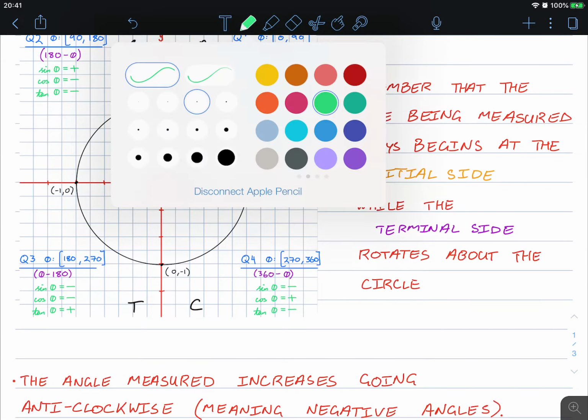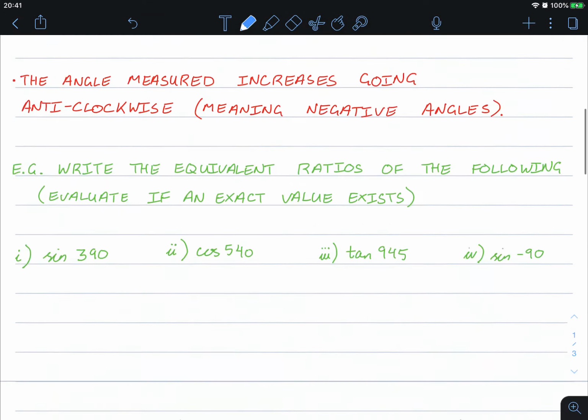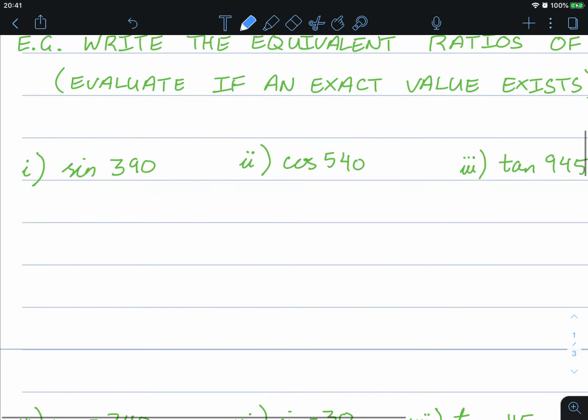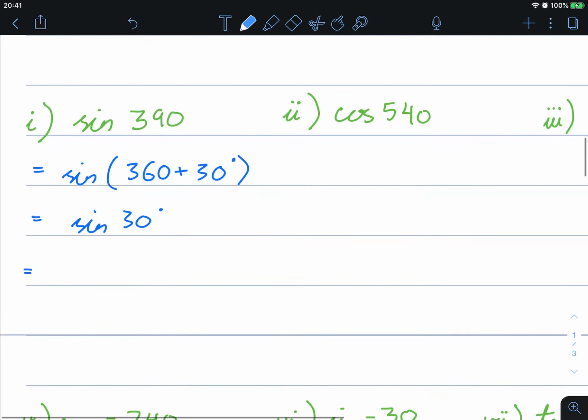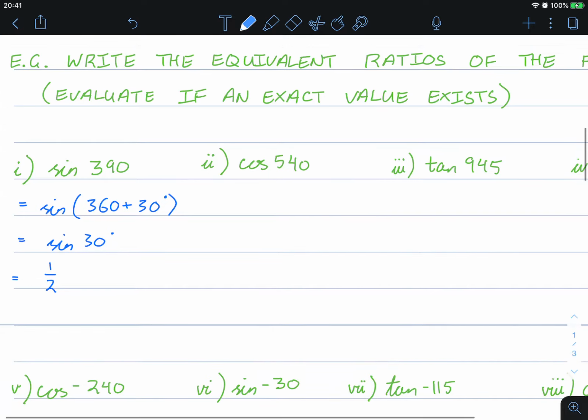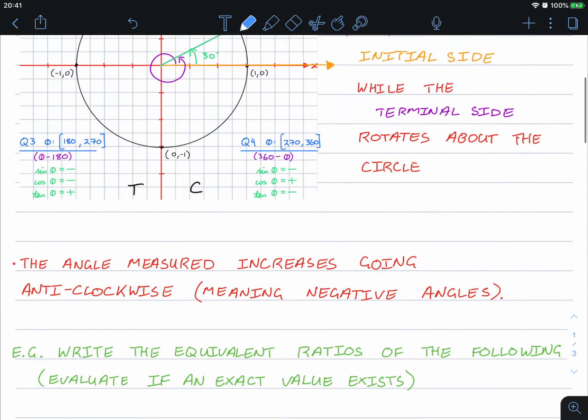So we can say that sine of 390 is the same as sine of 360 plus 30 degrees more, which really is the same as sine of 30 degrees. And if we can recall, sine of 30 is equal to half. Let's move right along. Cos of 540.